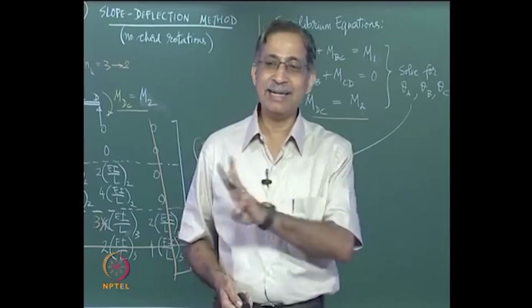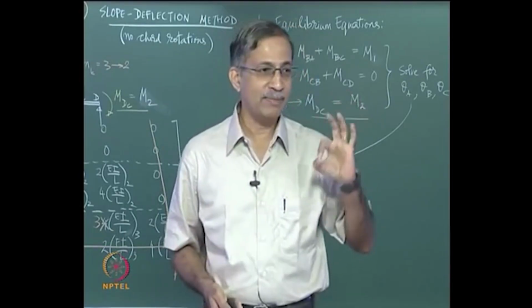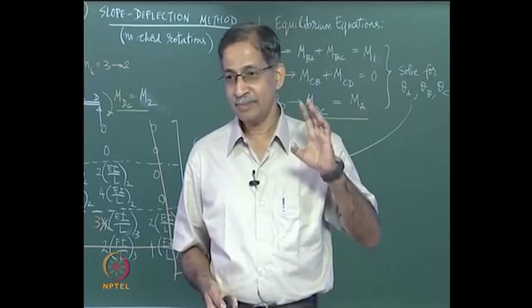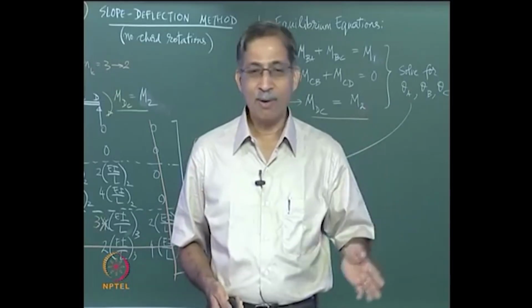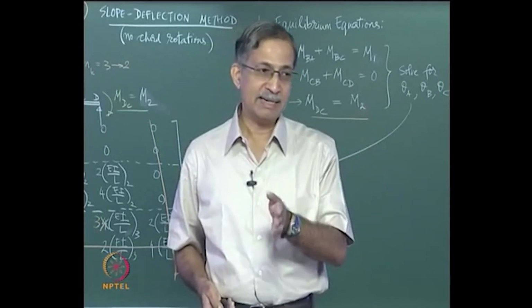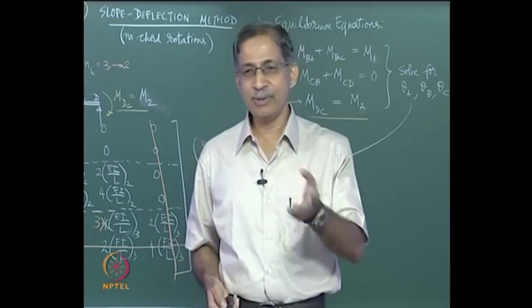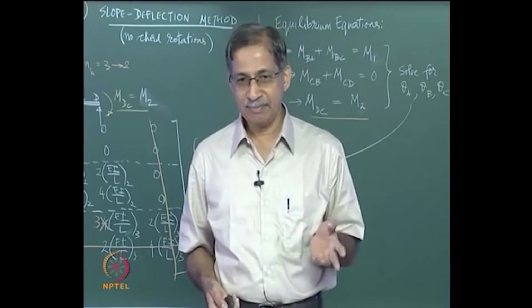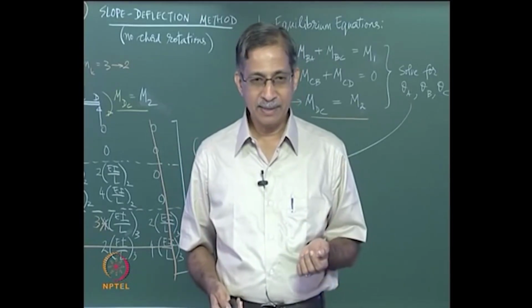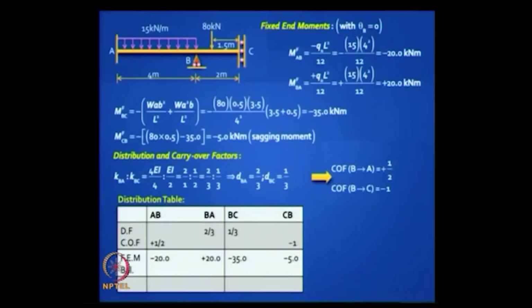Actually you have only 3 numbers possible. Either it's 0 when you have a simple support, or it's plus half when you have a fixed support, or it's minus 1 if you have a guided fixed support. Is it clear? Only 3 carryover factors possible. When it's 0 you don't mention it. So it's either plus half or minus 1. Then you draw the table. The table will look like this.